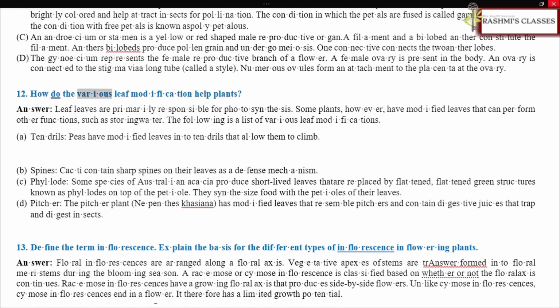How do the various leaf modifications help plants? Answer: leaves are primarily responsible for photosynthesis. Some plants, however, have modified leaves that can perform other functions, such as storing water. The following is a list of various leaf modifications.